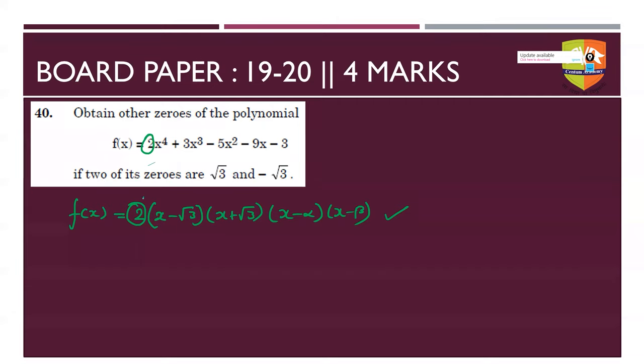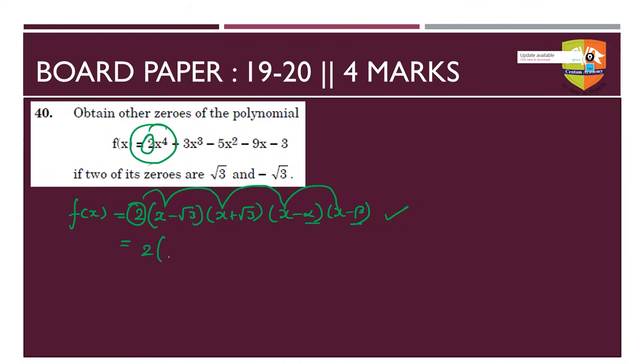So, after multiplication of all, this x, this x, this x, the leading term should be 2x to the power 4. Hence, I have to take that 2. So I have made sure that this is done, and whatever alpha and beta are will be taken care of. That's not a problem. So either I can go for equating the coefficients.